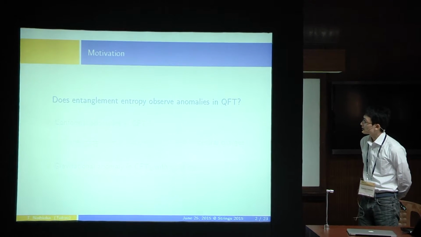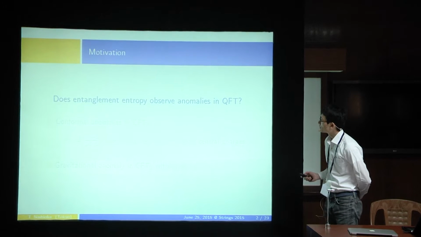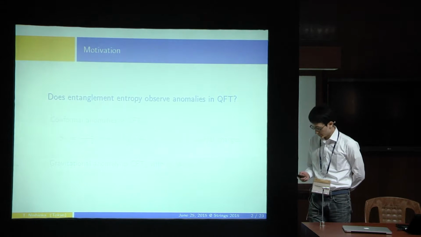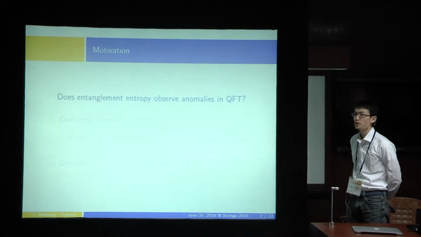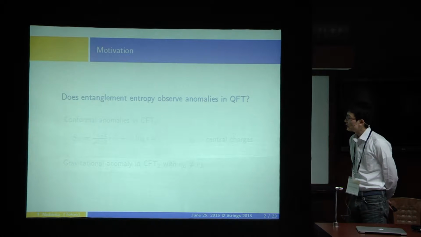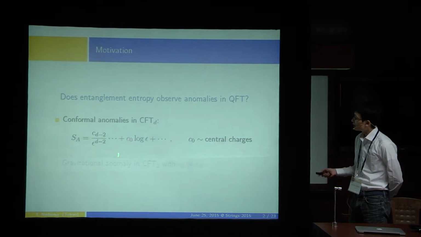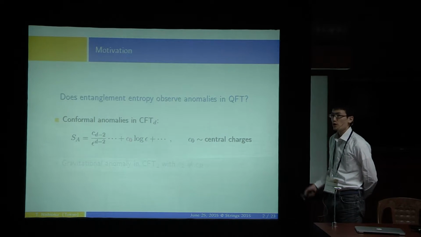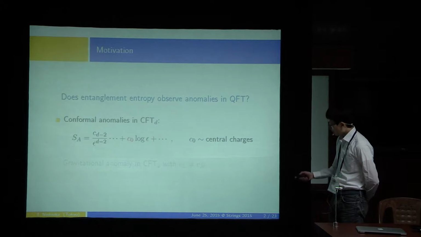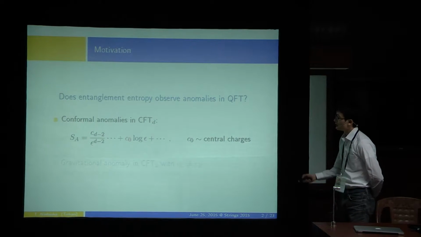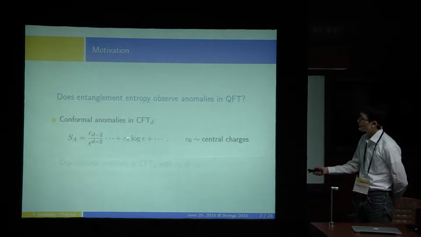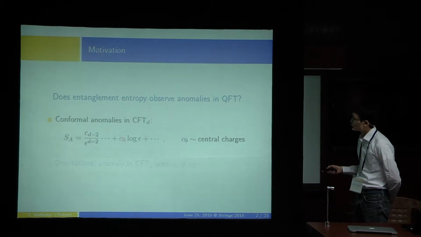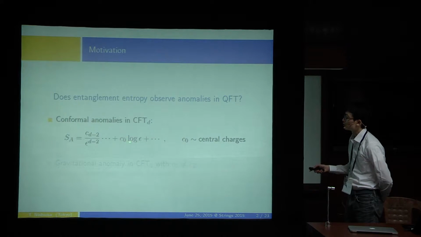So my motivation is: does entanglement entropy observe anomalies in quantum field theories? We know a partial answer for that. In even dimensional conformal field theory, we know that there are conformal anomalies. And if you calculate the entanglement entropy in CFT, then there appears a logarithmic divergence, whose coefficient C0 is determined by central charges. In 1+1 dimensions, C0 is exactly equal to the central charge.